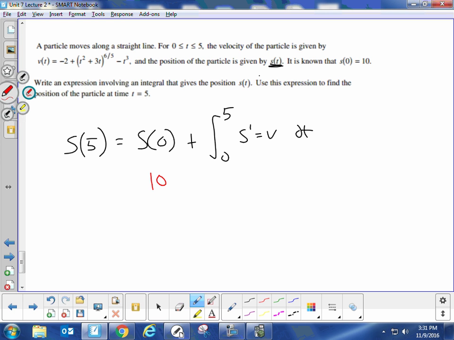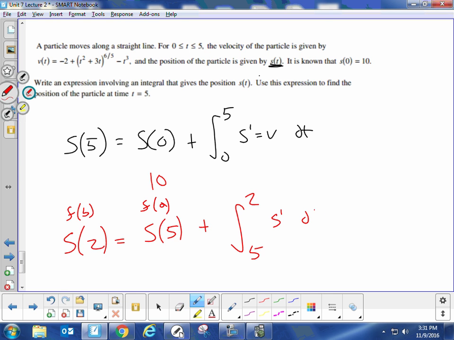Now, it's important to know that you could go back in time. If you want to know your position at time 2, and let's say you're given the position at time 5, well, just make sure you know that this is f of b and this is f of a. Your a would be 5, your b would be 2. Okay? This may happen, and if it does happen, that's okay. So write a little note. Mind your b's and your a's.